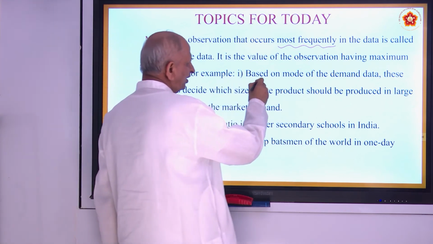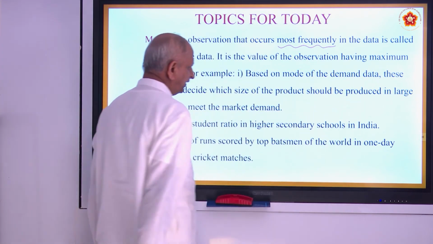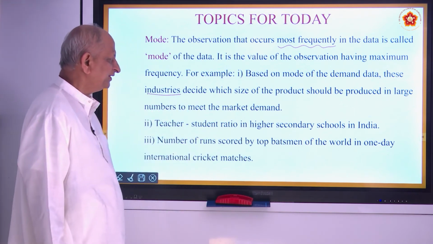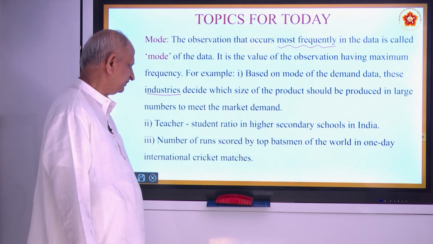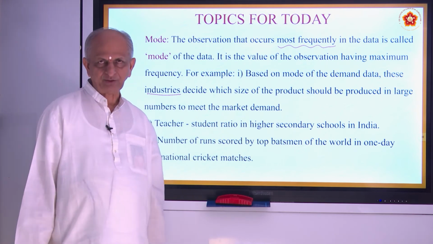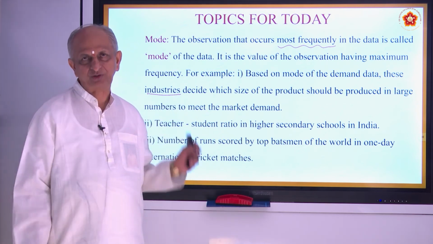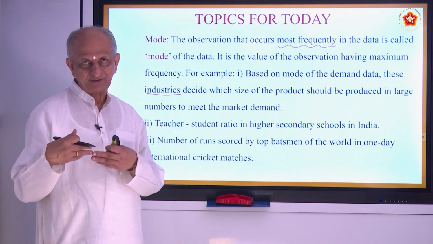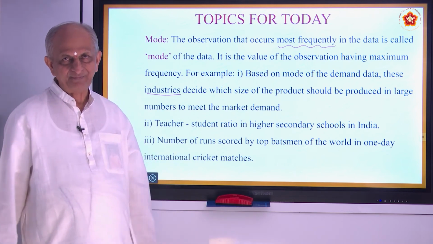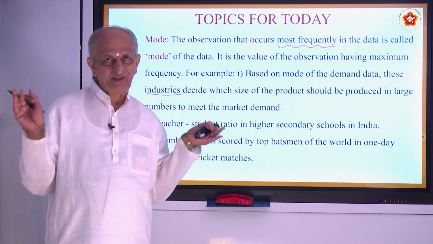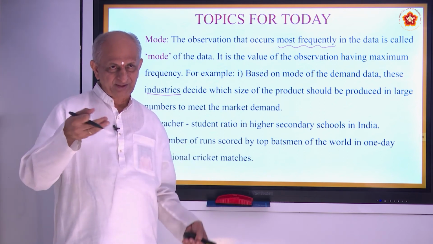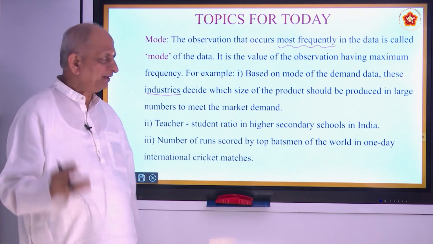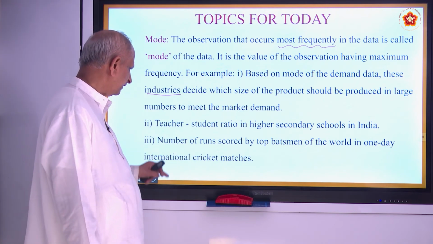So based on mode of the demand data, the industries decide which size of the product should be produced in large numbers to meet the market demand. So now you are seeing the application where it is used. You might have seen some products are coming, for example cars, some model, they produce in a large quantity. So depending upon the demand, they will produce goods like that.